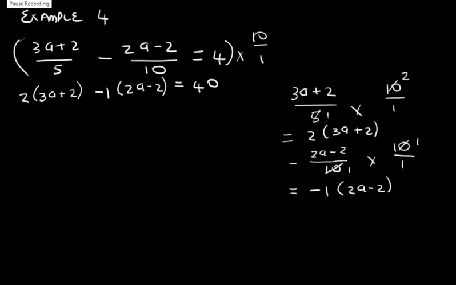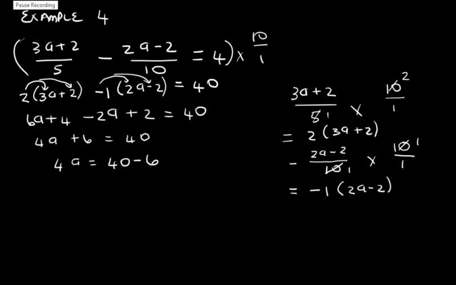So what does this look like? This looks like the equations with brackets lesson we did yesterday. So we need to multiply out and then solve. So now we need to multiply in. 2 times 3a is 6a, 2 times 2 is 4. Negative 1 times 2a is negative 2a, and negative 1 times negative 2 is positive 2. Once we simplify, we see that 6a minus 2a is 4a, and 4 plus 2 is 6. That gives us 40, and 4a will then be equal to 40 minus 6, which is 34.